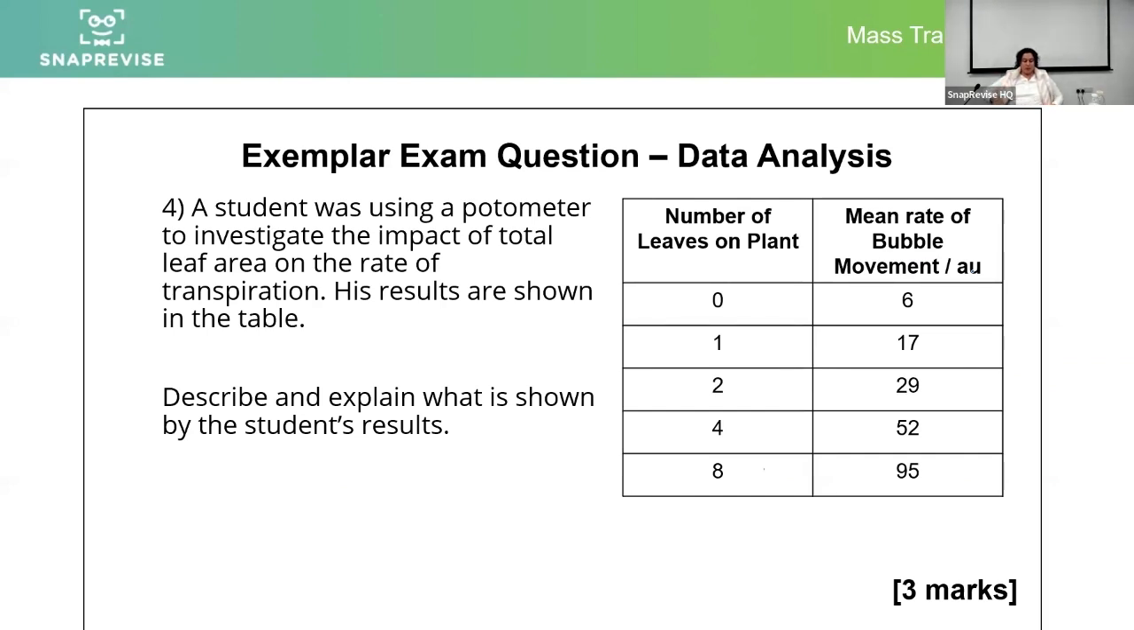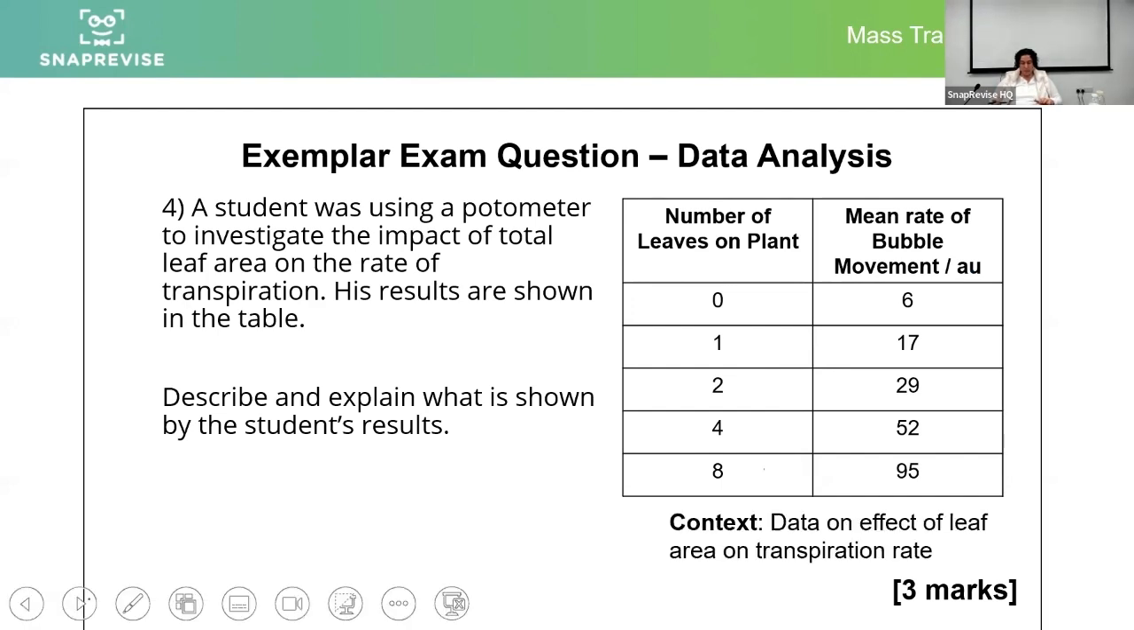Describe and explain what is shown by the student's results. So again, before you guys have a go, let's break down our context. So our context here is basically this entire table, right? The data.